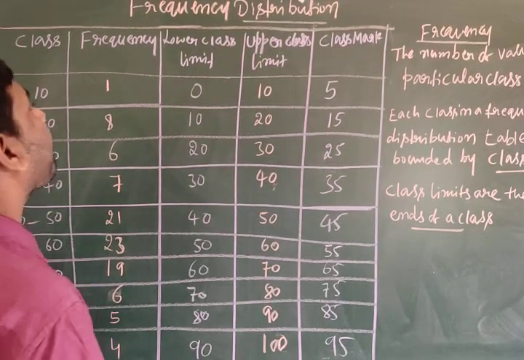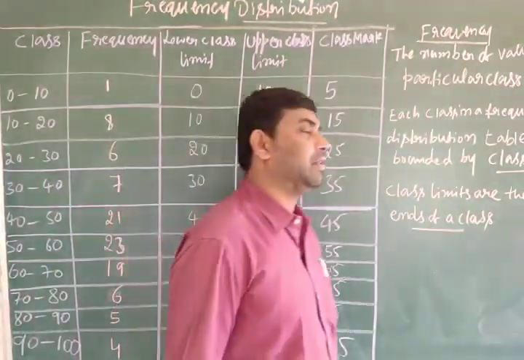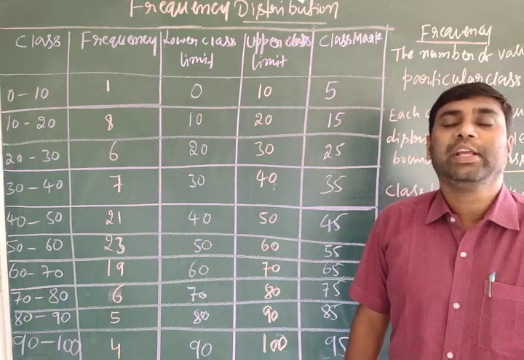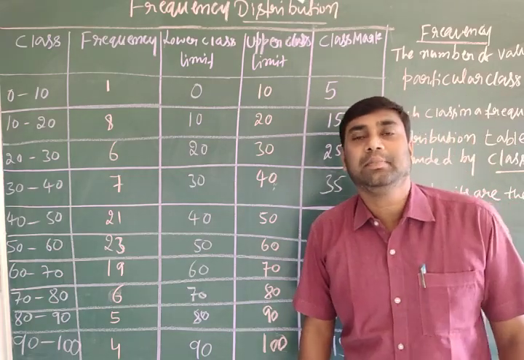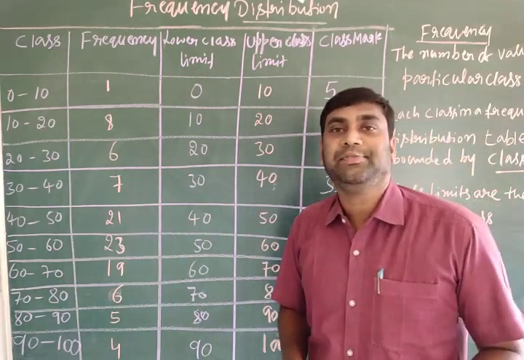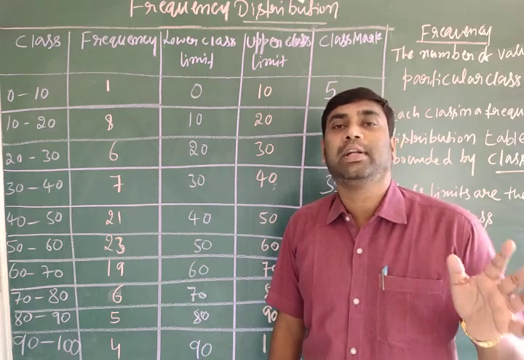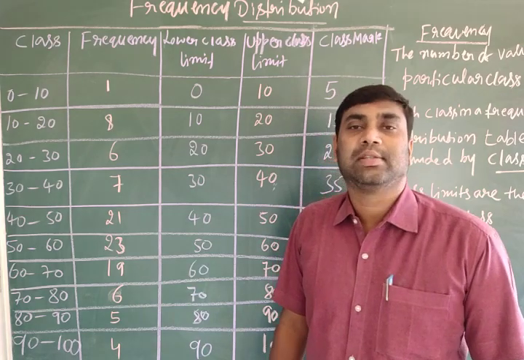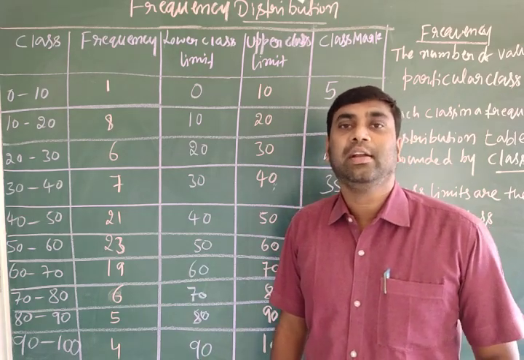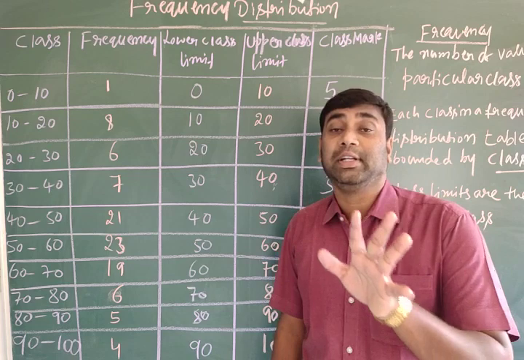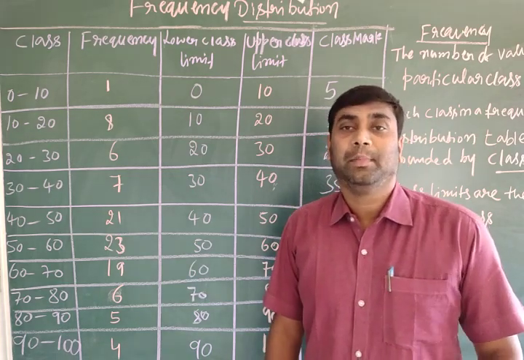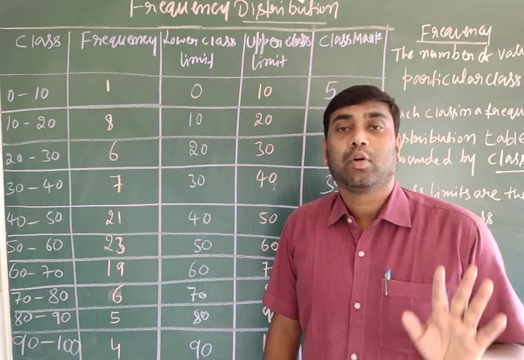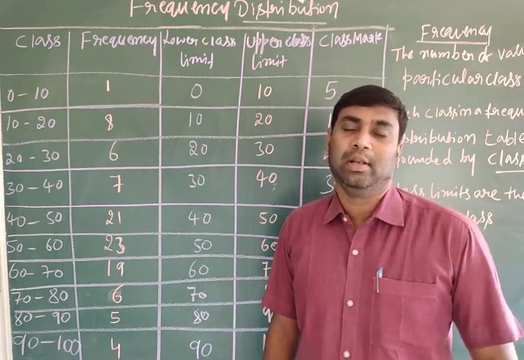Hello dear students. In last class we were discussing about the frequency distribution. Frequency distribution is nothing but a method of classifying raw data of a quantitative variable. Once again I repeat, frequency distribution is a method of classifying raw data of a quantitative variable.